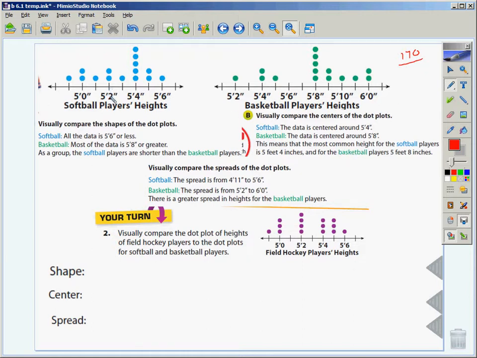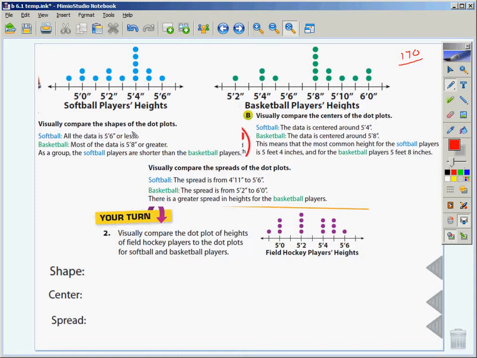This is where they start talking about comparing them. In other words, they've given me two sets of data, and they're asking me to make a comparison. So the first thing we're going to do is we're going to look at softball players versus basketball players, and this goes from what, 4'11" to 5'6". This goes from 5'2" to 6'0".